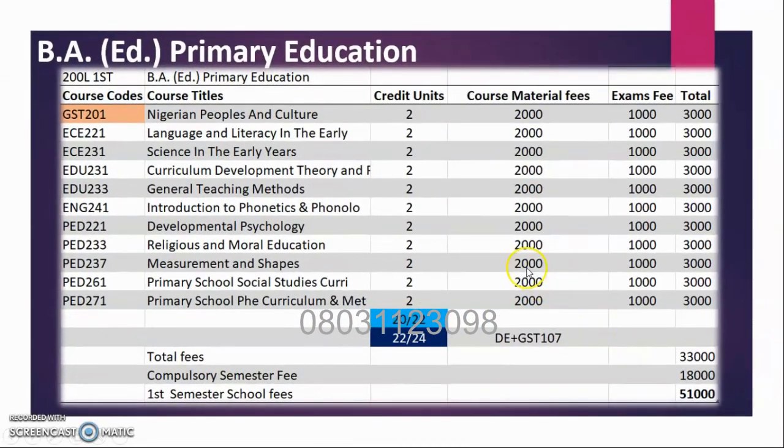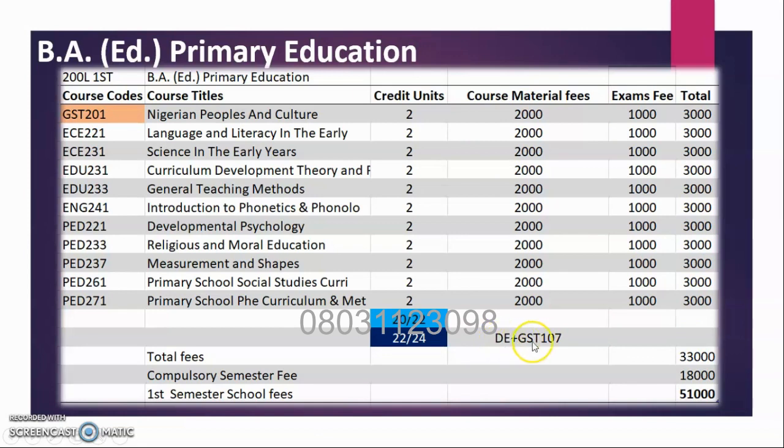Then 200 level first semester. These are your courses, though there are also many. You may ignore one of these courses, but if you register all of them and fail one, it's also an advantage. You may not have to rewrite it. That's it, you just let go. Then here are your courses as usual, well calculated, with 18,000 compulsory fee.